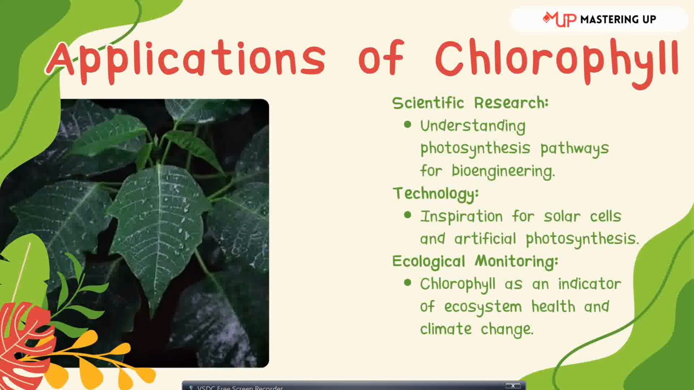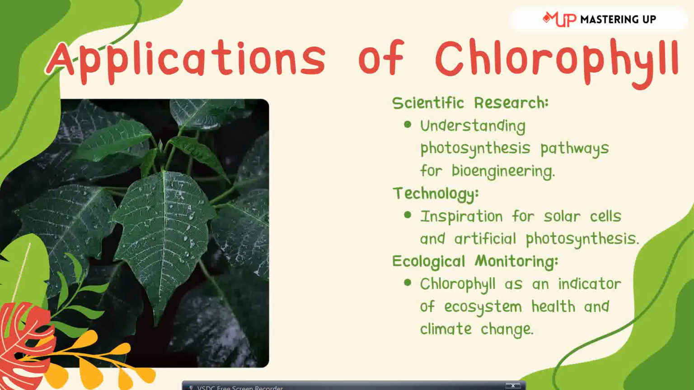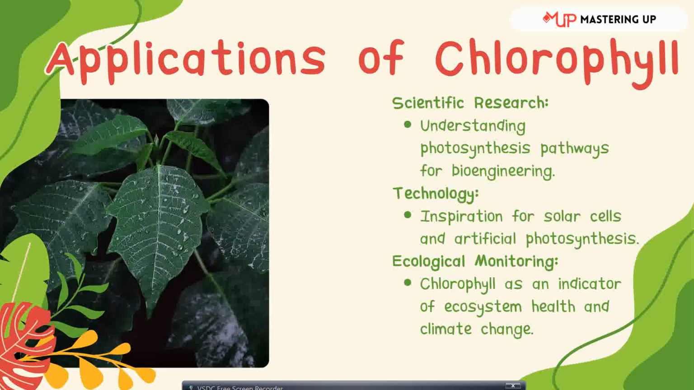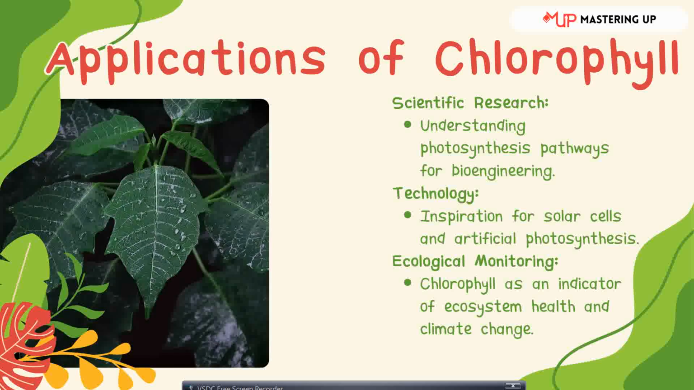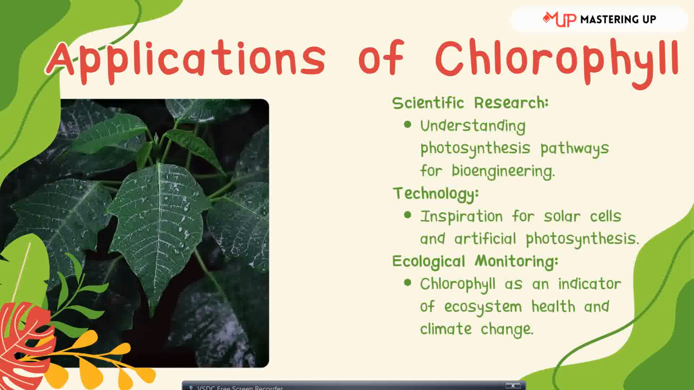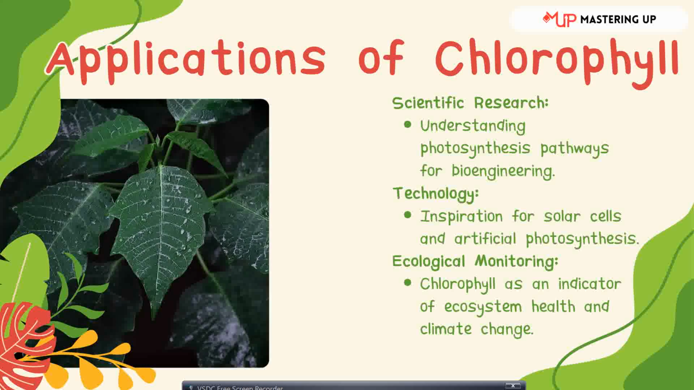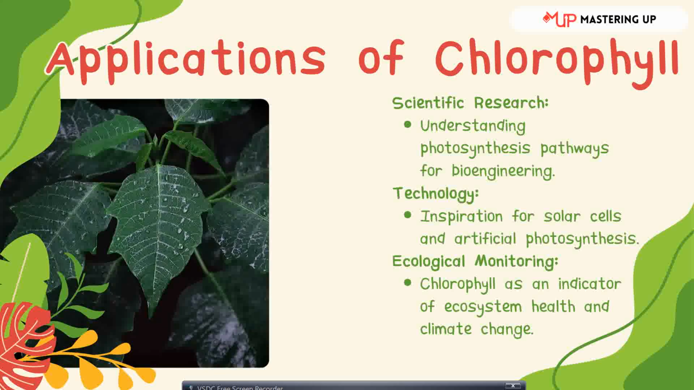Now applications of chlorophyll. They help in scientific research: understanding the photosynthesis pathway for bioengineering purposes. In technology, they are an inspiration for solar cells and artificial photosynthesis. Ecological monitoring: chlorophyll as an indicator of ecosystem health and climate change. So chlorophyll helps in various ways in life. First of all, it helps in research purposes.